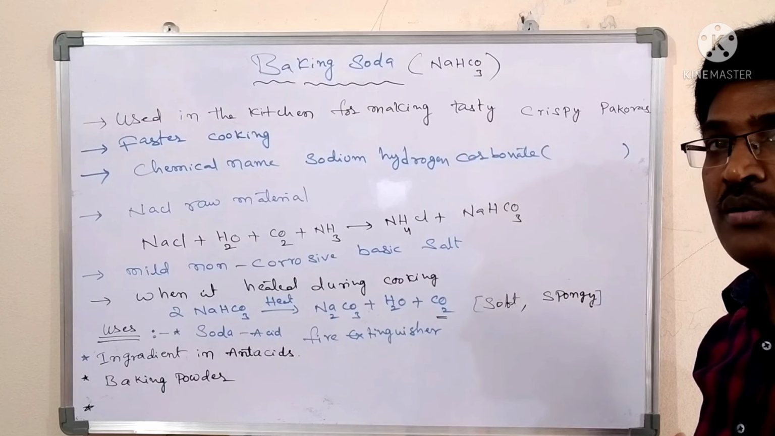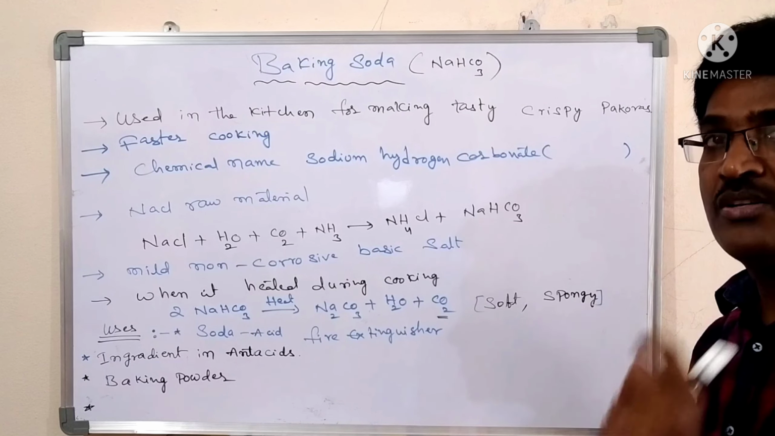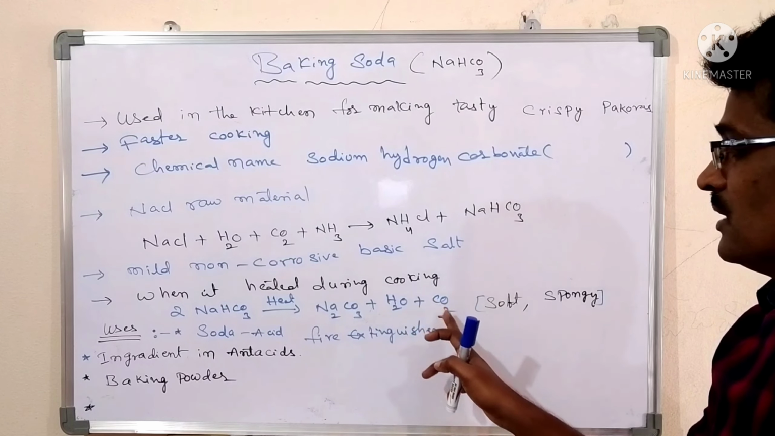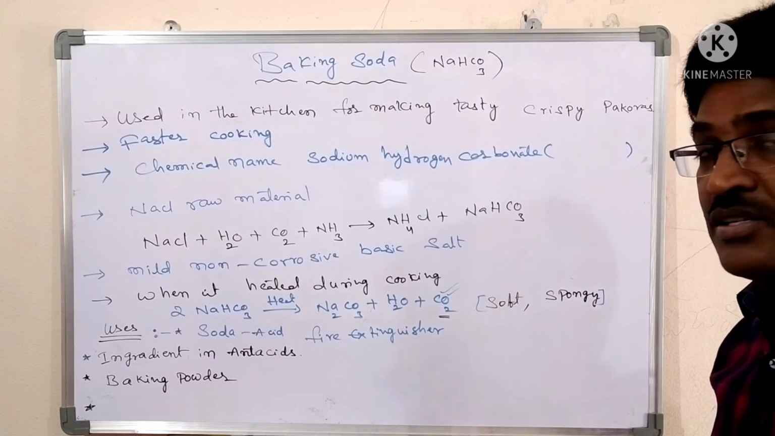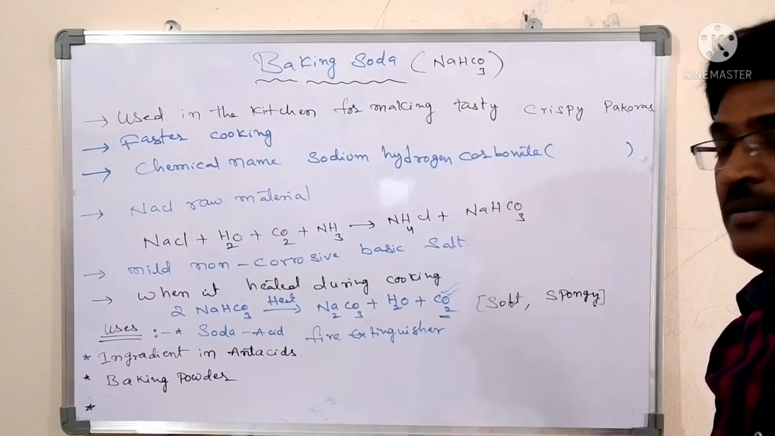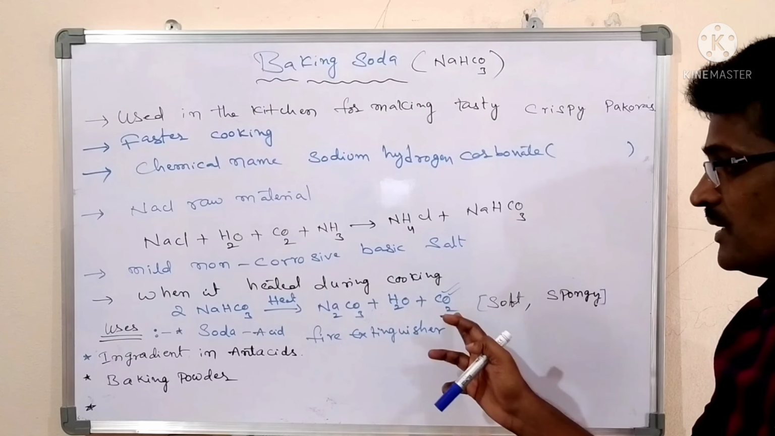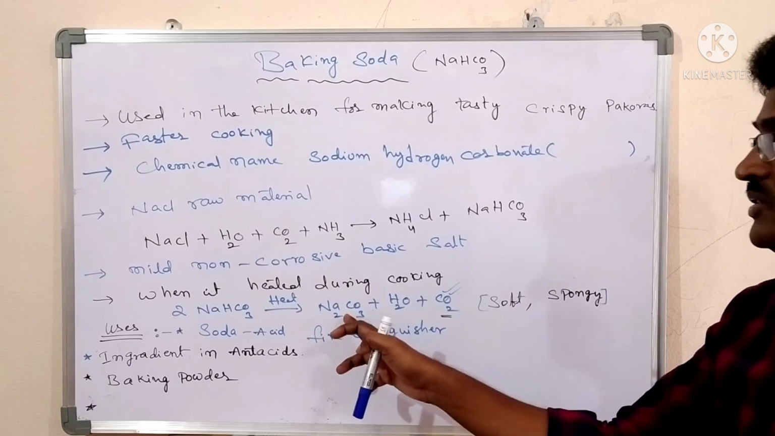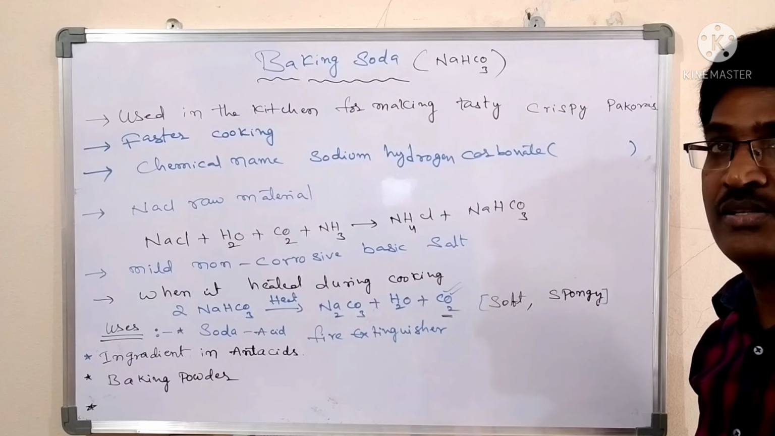If you take the example of a bun, it looks spongy. Okay, what could be the reason for that sponge? The reason for the sponge is carbon dioxide. This carbon dioxide makes that bun soft and spongy. Okay, when do we get it? When sodium bicarbonate is heated, it gives sodium carbonate, water, and carbon dioxide.